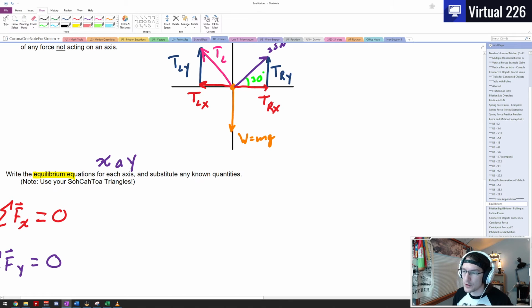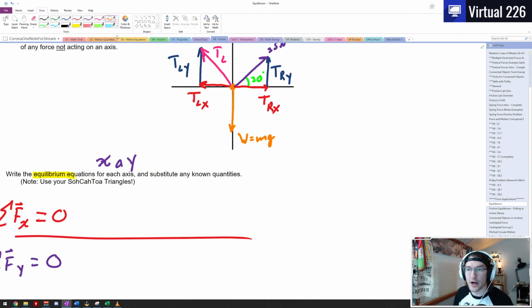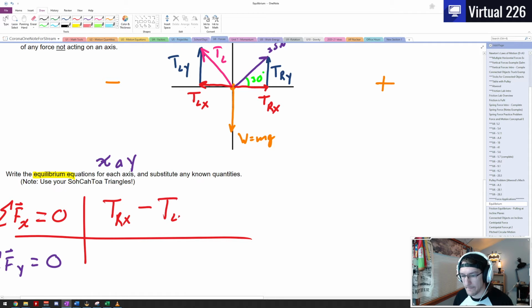Well, for the x direction, let's choose a positive and negative here. Let's choose right to be positive, left to be negative. They would be that the tension from the right in the x direction is positive, minus the tension from the left direction in the x-axis. Those have to add up and become 0.